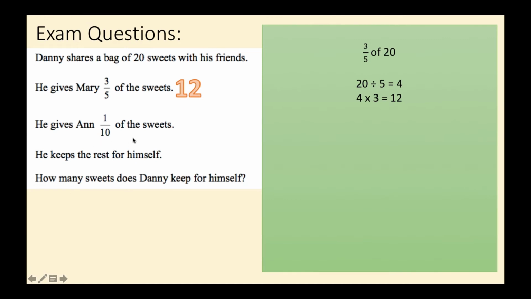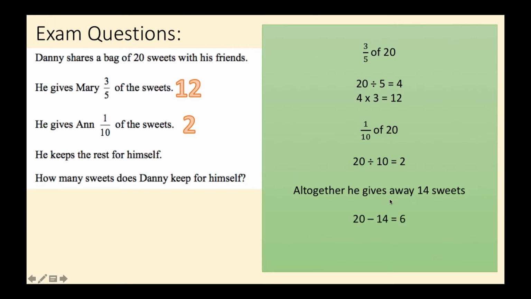Now, he gives Anne 1/10 of the sweets. So I need to know what 1/10 of 20 is. Well, this one's just got a 1 on the top, so it makes it really easy. All we need to do is 20 divided by 10, which is 2. So Anne gets hardly any sweets, she only gets 2. He then keeps the rest for himself. Well, altogether, he's given away 14 sweets, 12 to Mary, 2 to Anne. So we just need to do 20 take away 14, which gives us 6 sweets for Danny.